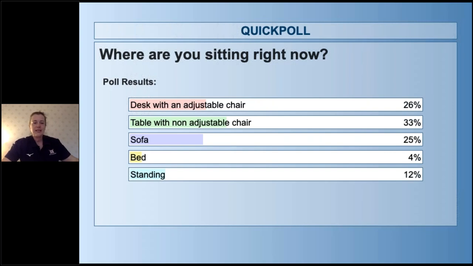So 12% standing. Interestingly, I did put this out as a poll on Twitter as well, and a number of people said, no, I stand to work. So that was what they were talking about. Can we bring that down, James?